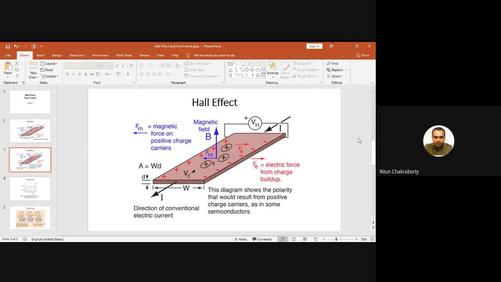I think in your syllabus there is a topic given, Hall effect in metals and semiconductors. So that thing we can discuss in brief, and that note has been given to you.